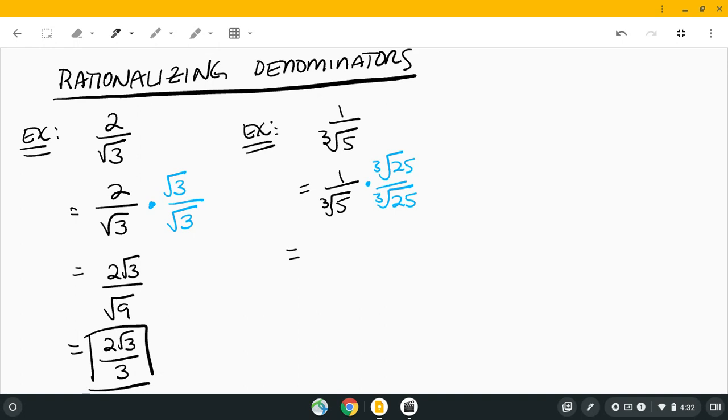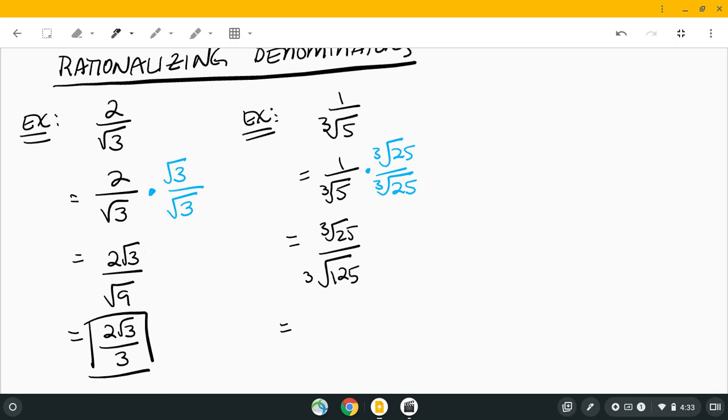All right, so I get cube root of 25 on the top, and down below I get cube root of 125. And 125 is a perfect cube, so I get cube root of 25 in the numerator, and the cube root of 125 is actually 5. So we went from the irrational cube root of 5 to the rational number 5.